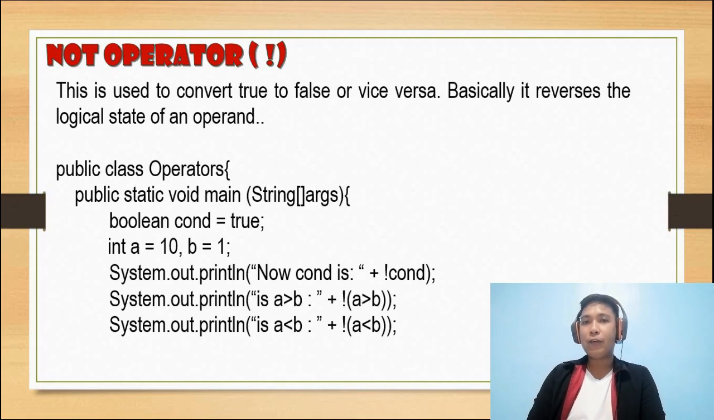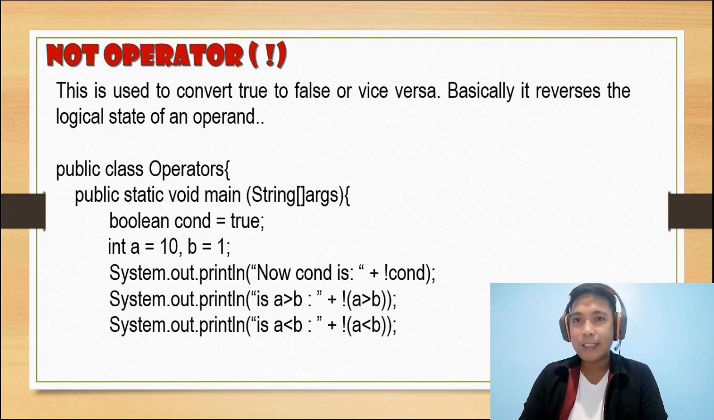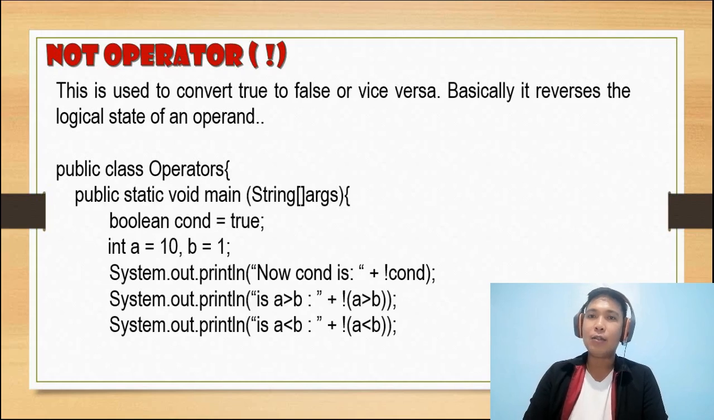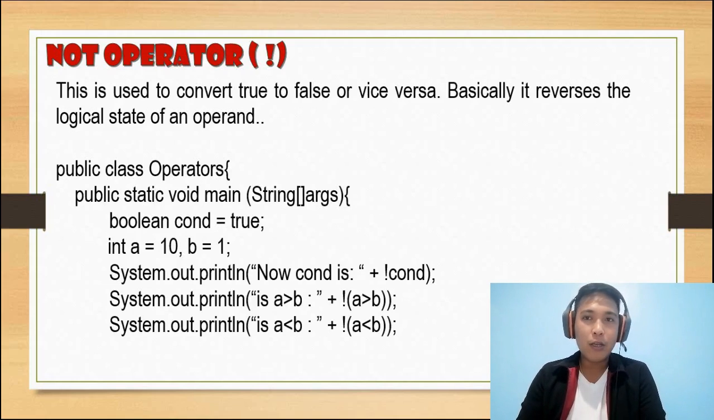Or we have, say for example, a greater than b. We all know that the value of a is 10 and b is 1, so this is true. But since we use the not operator, it becomes false. Or we have the third output, which is a less than b. This will be false, but since we add the not operator, it becomes true.